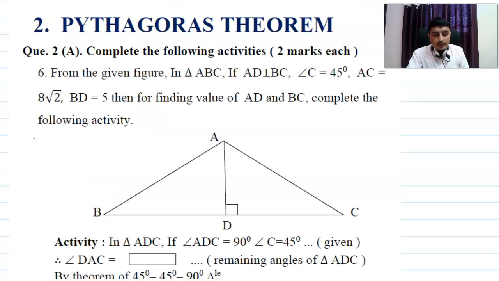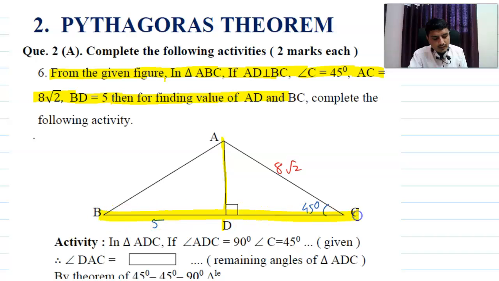Now look at activity number 6. We have from the given figure, in triangle ABC, AD is perpendicular on BC, angle C equals 45 degree, and AC equals 8 root 2. Let's have the figure. AC equals 8 root 2, BD equals 5. Then for finding the value of AD and BC, complete the following activity.